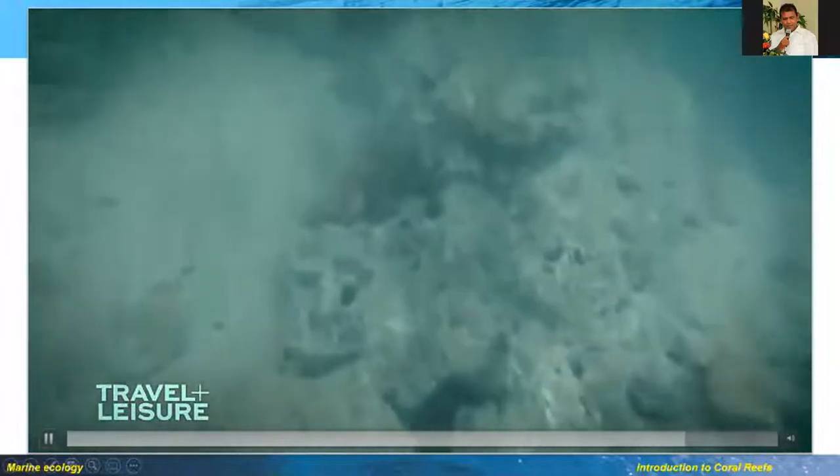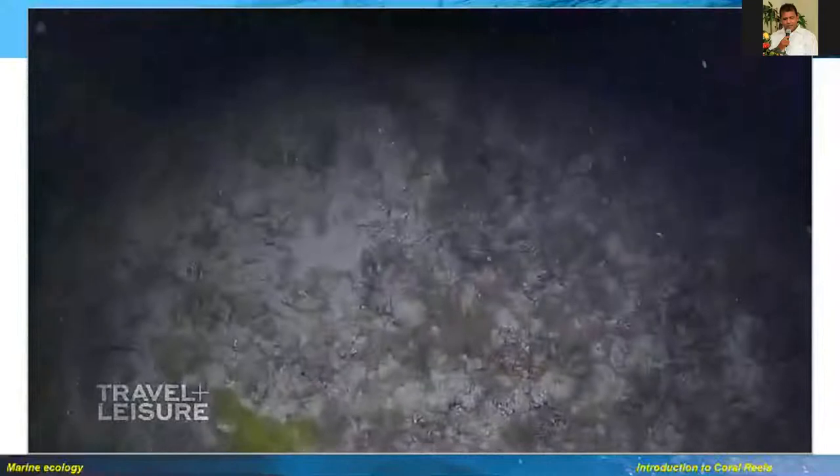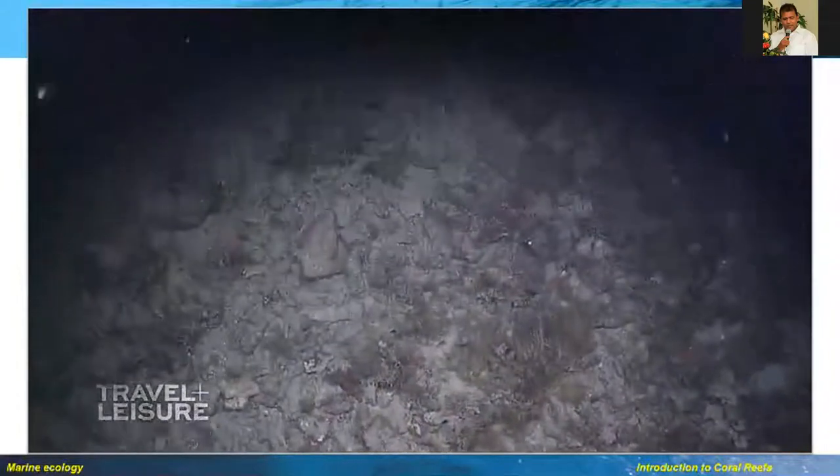What I just saw down there was clear cyclone damage. There's not much cover on any of the rock surfaces and coral rubble as far as you can see.